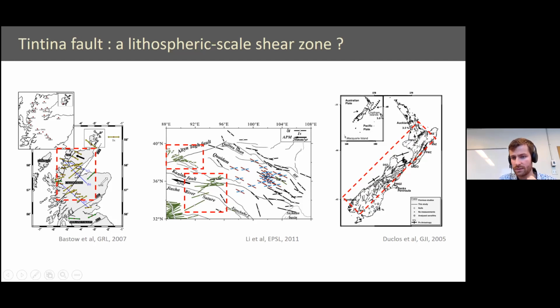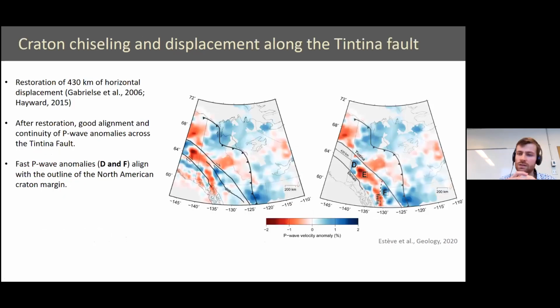They tend to rotate here to be parallel to the Alpine fault in New Zealand. So now, if we assume that the Tintina fault is a lithospheric-scale feature here, we know that a large amount of displacement occurred on the Tintina fault, and that was reported in Gabrielse et al. in 2006: about 430 kilometers of horizontal displacement.